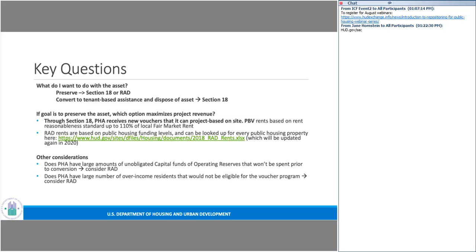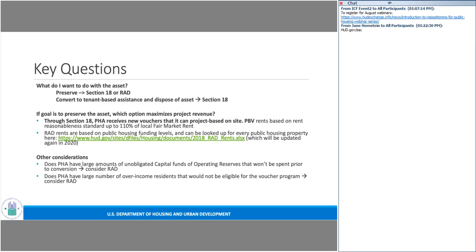And so you don't even need to worry about streamlined voluntary conversion unless one of the other panelists can think of a reason why it makes sense, but to try to simplify the decision. If you're going to preserve the asset, if that's your goal, then the first thing you should be looking at is which one gets the project more revenue. Right? How can I put this project on the best possible financial footing for the future so it can continue to serve residents, be a good community asset?